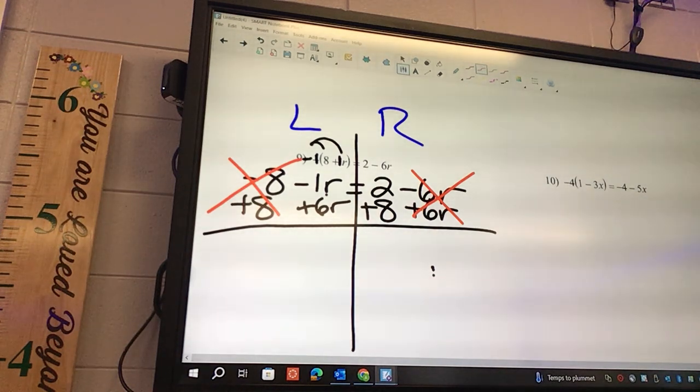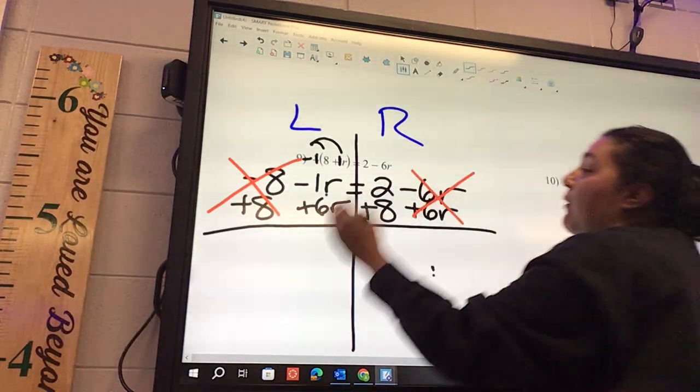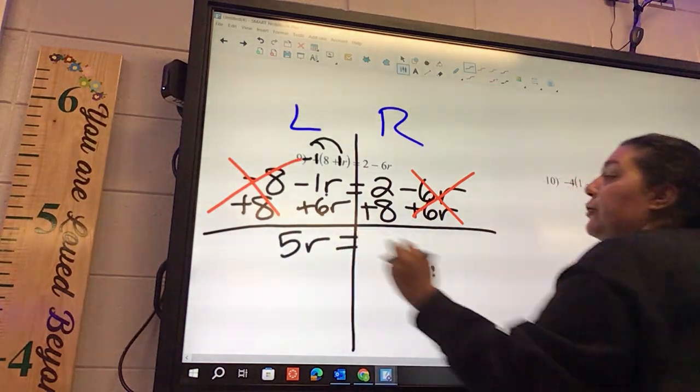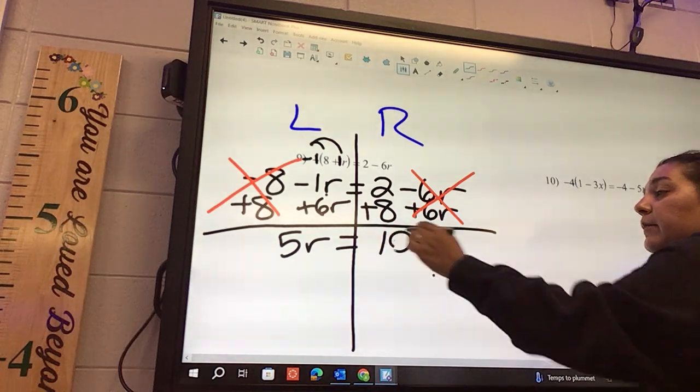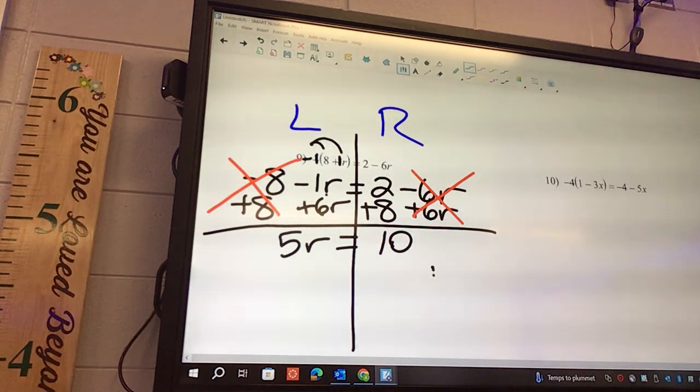Okay, now we're gonna add up and down. So -1 plus 6, 5R. 2 plus 8, 10. Okay, and then who needs moved? Divided by. Divide by 5.